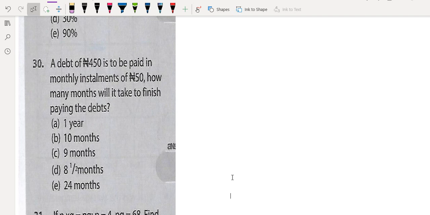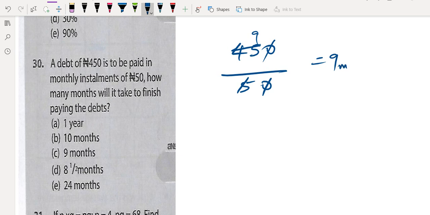A debt of 450 naira is to be paid in monthly installments of 50 naira. How many months will it take to finish paying the debt? So someone is owing 450 naira and is paying 50 naira every month. That's monthly installment. How many months will it take to finish the debt? What are you going to do? 450 divided by 50. Yes, 450 divided by 50. So how many months? 9.